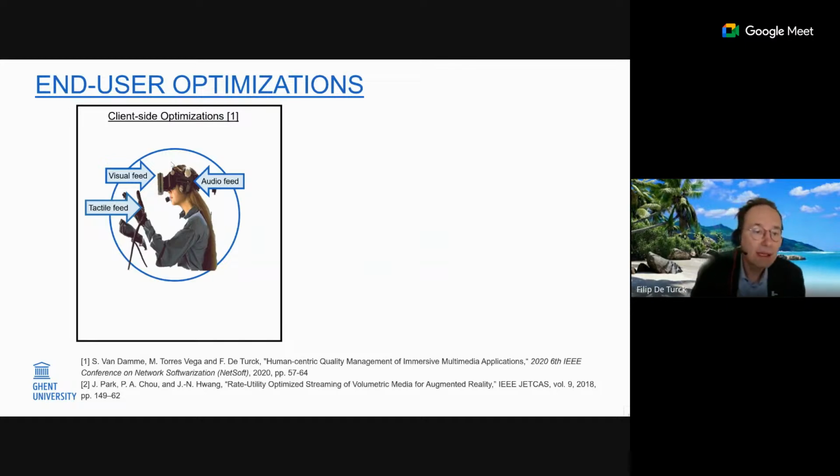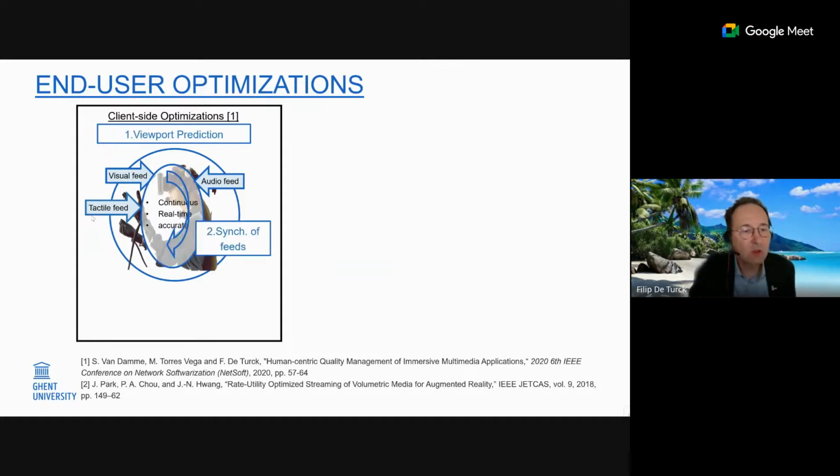So at the client side, there are different feeds, as you can imagine: visual feed, audio feed, and tactile feeds. And we can make use of viewport prediction. This is a client-side optimization. So we try to capture where the users are most likely watching. This is the viewport that we try to predict. We also need to synchronize the feeds.